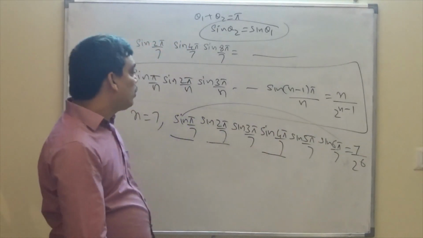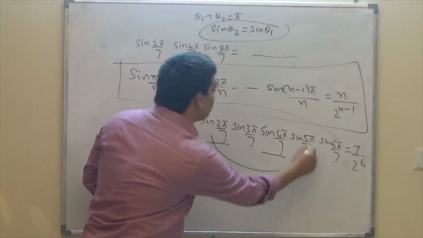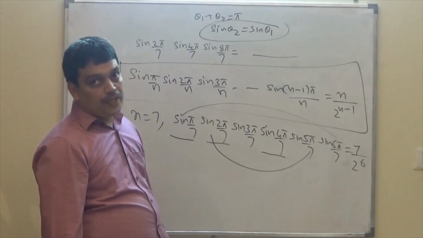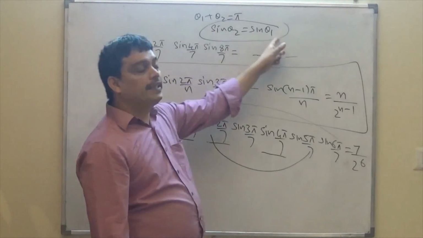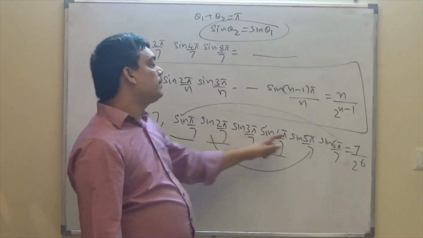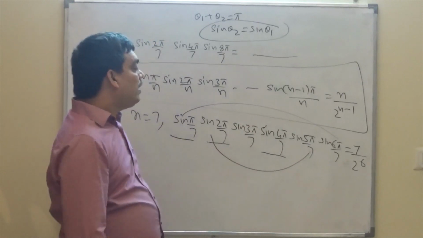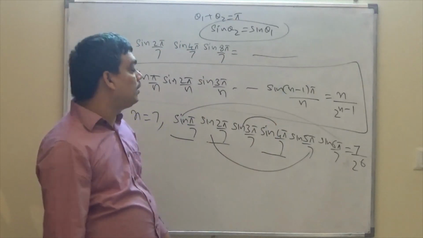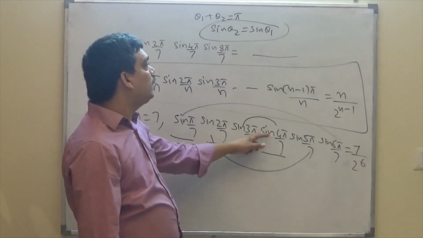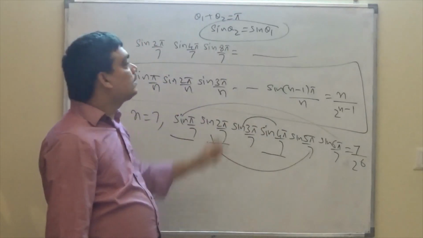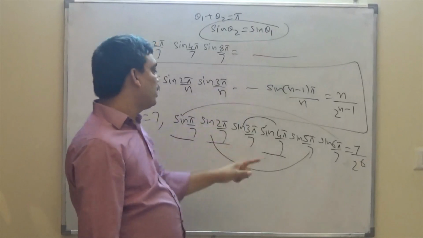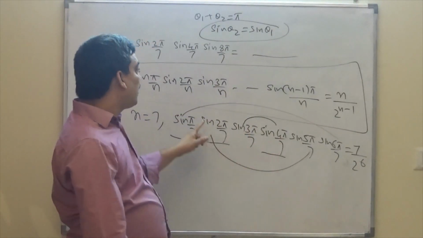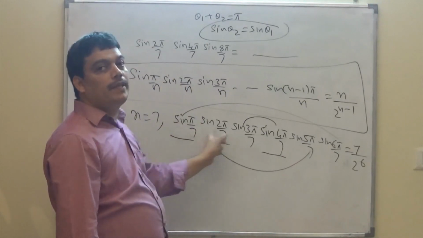In the same way, if you combine sin 2π/7 and sin 5π/7, the sum of the angles is also π, so sin θ2 is the same as sin θ1, and these two terms are the same. Similarly, these two are also the same because 3π/7 and 4π/7 add to π. So 3 terms which are different from these will be the same as the remaining 3.